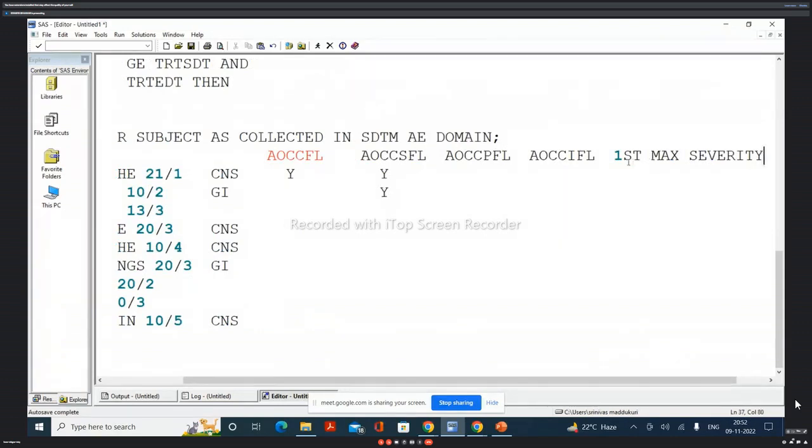What is the first maximum severity that occurred? Do you know where we can find the severity information? In which way can we find the severity information? Grade. AE severe.